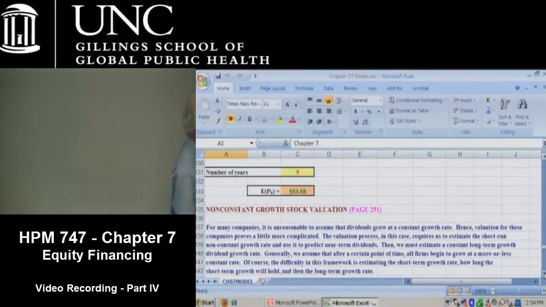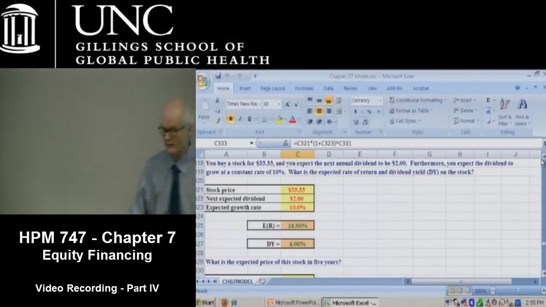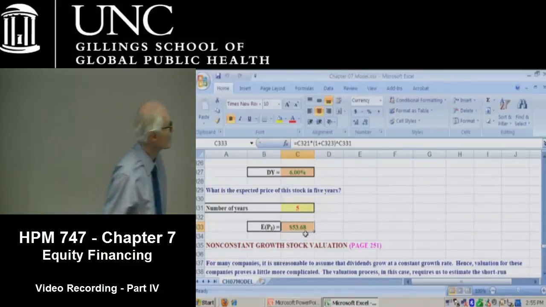You also use the model to look at the expected price 5 years from now. The current price here is $33.33. All we then have to do is multiply it by 1 plus the growth rate to the 5th power. So that's all this is doing. It's taking this current price times 1 plus the growth rate to the 5th power.